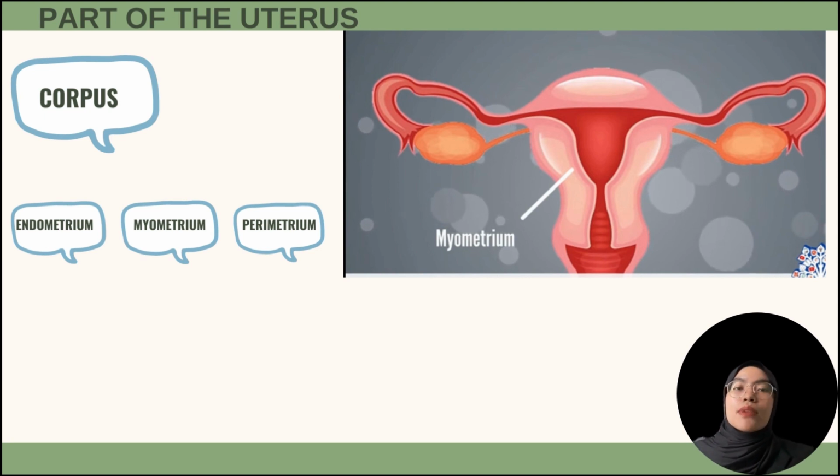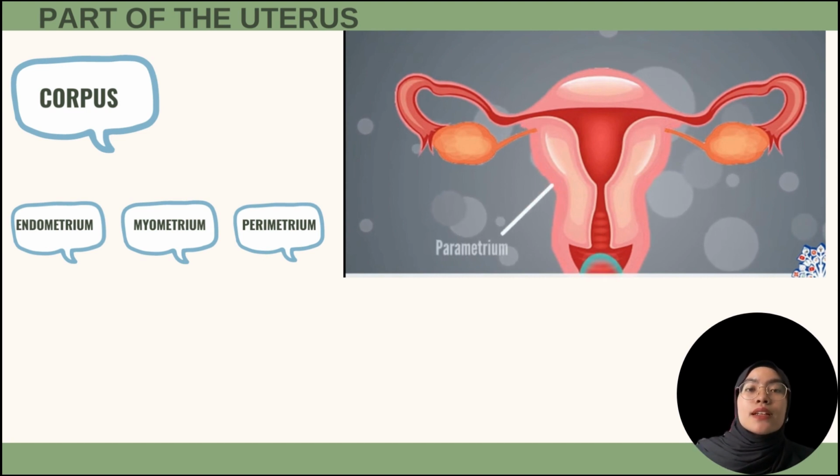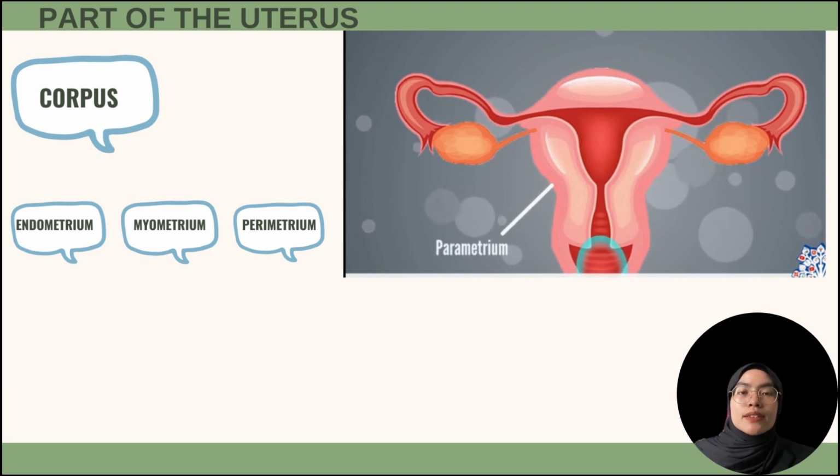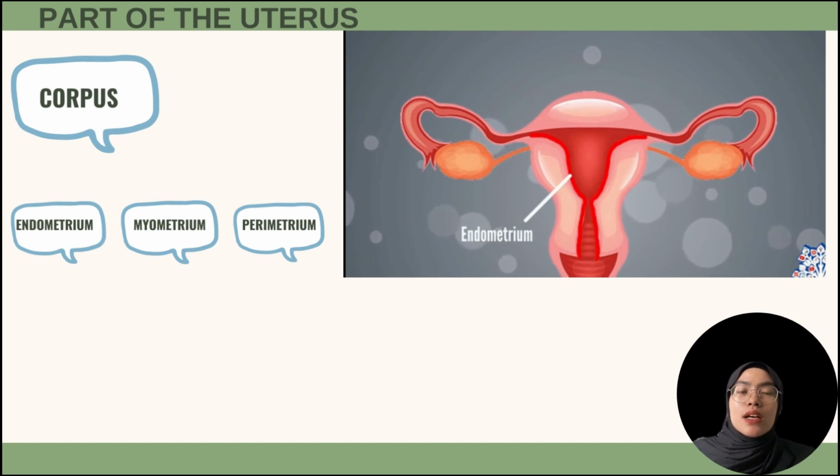Two is the myometrium. The myometrium is the muscular middle layer that enlarges during pregnancy and contracts during labor. Number 3 is the perimetrium. The perimetrium is the tough, membranous outer layer that also expands and contracts. Expansion allows for the housing of a growing baby and the contraction will help to push the baby through the cervix and vagina.